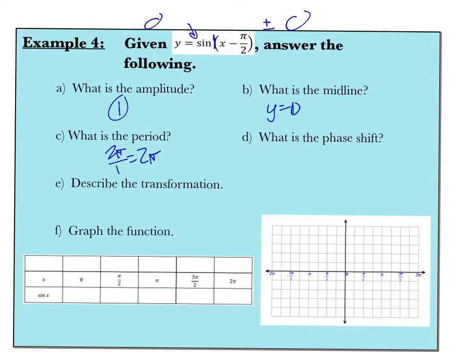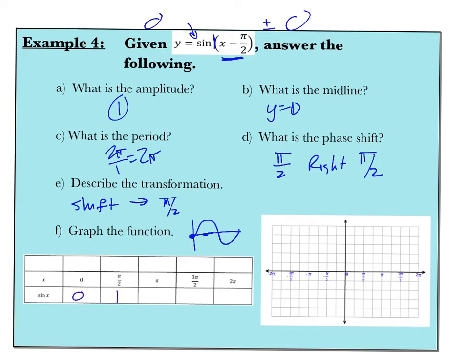The phase shift, this is where you're going to move it right by a factor of pi over 2. So you're going to shift the whole thing right by a factor of pi over 2. What does that mean? We're dealing with sine, so sine is supposed to look like this. Basically all that happens is your new starting point, instead of 0, is going to be at pi over 2. This is usually 0, 1, 0, negative 1, 0.